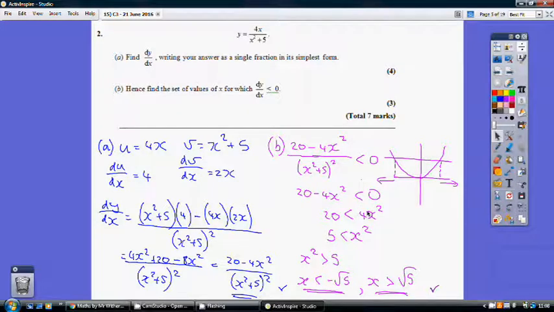Add 4x squared to both sides, divide by 5, and we get x squared being greater than 5. Now when we square root this, so just think of our quadratic graph. If we want it to be greater than 5, we need x to be less than minus root 5 to pick up this set of values here, but also x to be greater than root 5 to pick up this set of values. So that's our final solution.